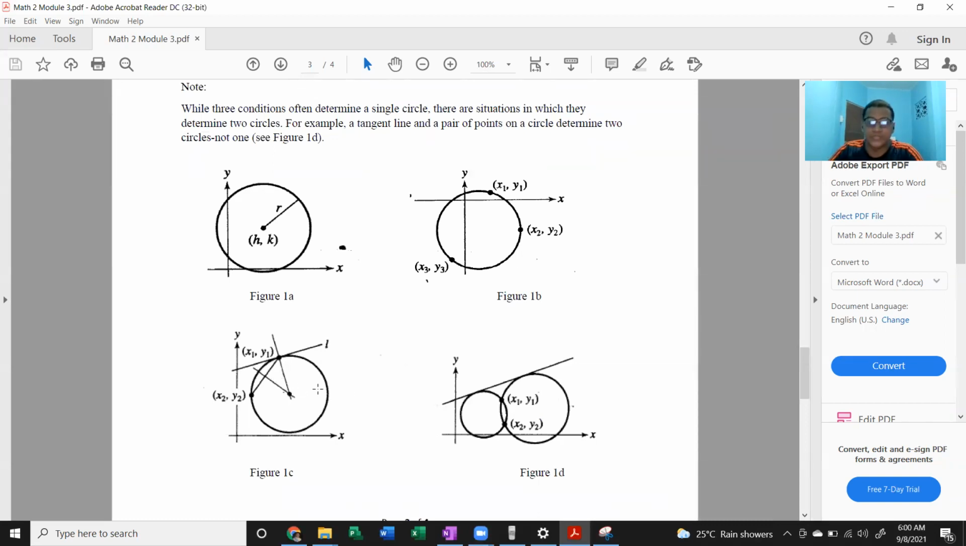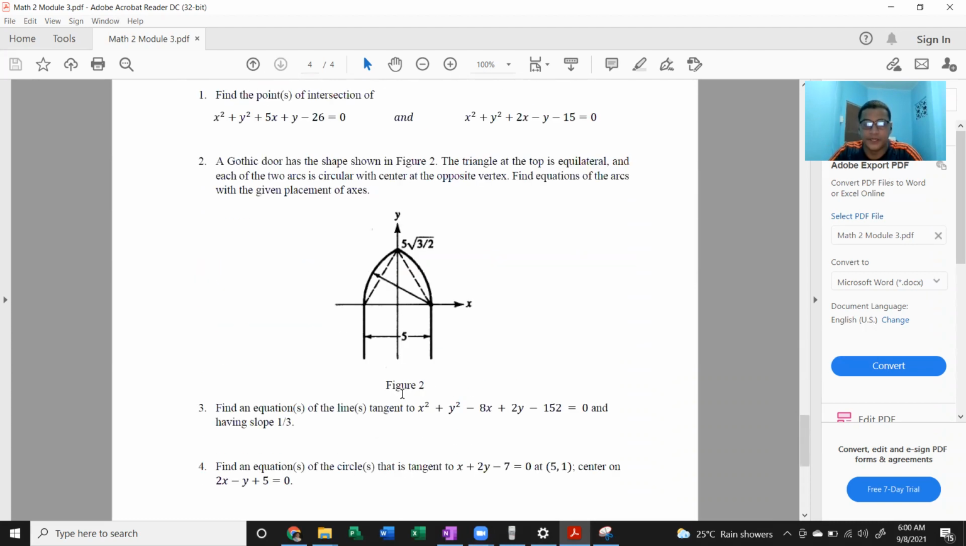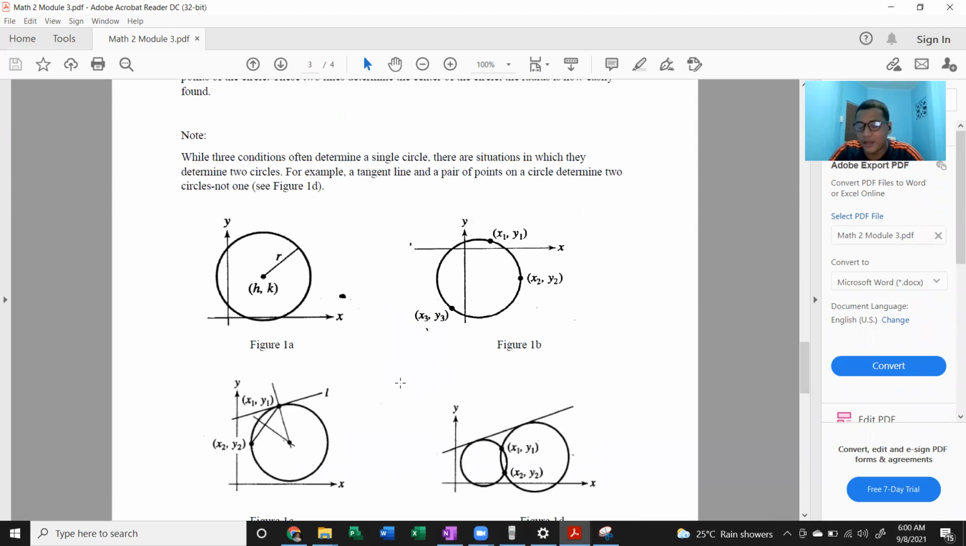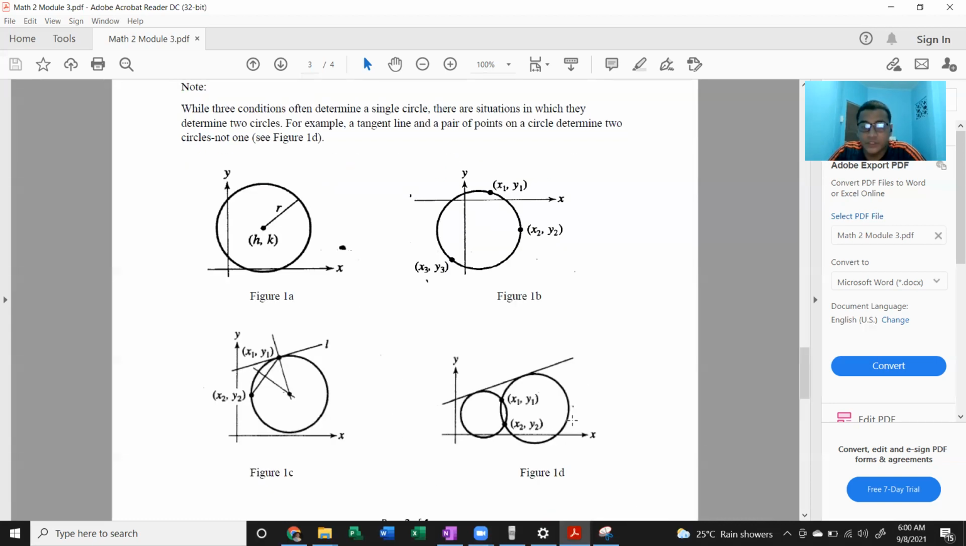Okay. Now let's solve for... I have included an important note. While 3 conditions often determine a single circle, there are situations in which they determine 2 circles. For example, a tangent line and a pair of points on a circle determine 2 circles, not 1, as shown here in figure 1b.